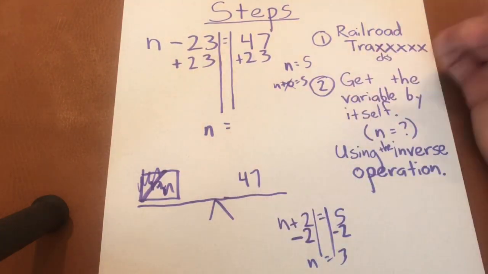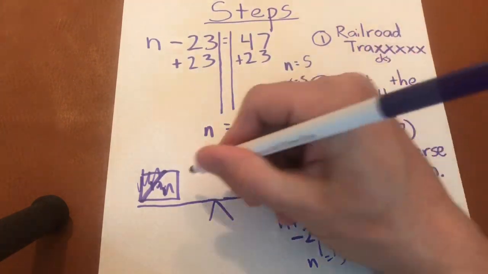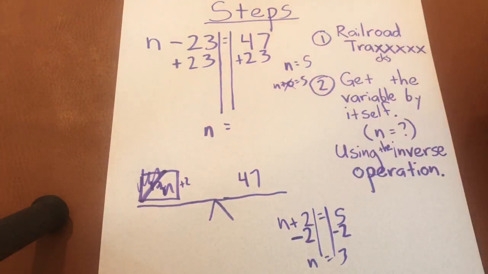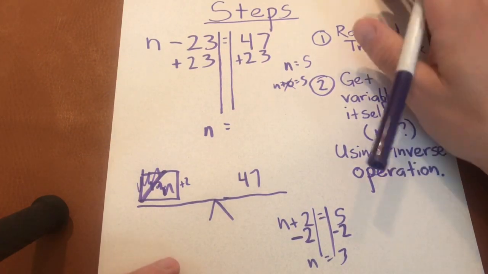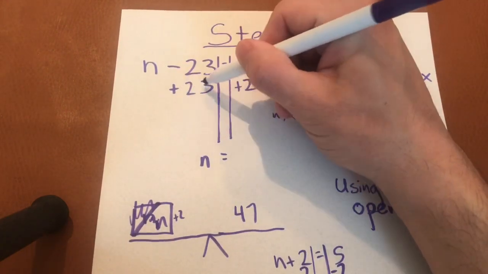Okay, don't bother trying to draw this picture. That's just to help you visualize this. The addition way is way easier. n plus 2 equals 5, that's way easier to do, and I can't destroy my equipment. Anyways, back up here. So if I lost 23, and then I'm going to add 23.